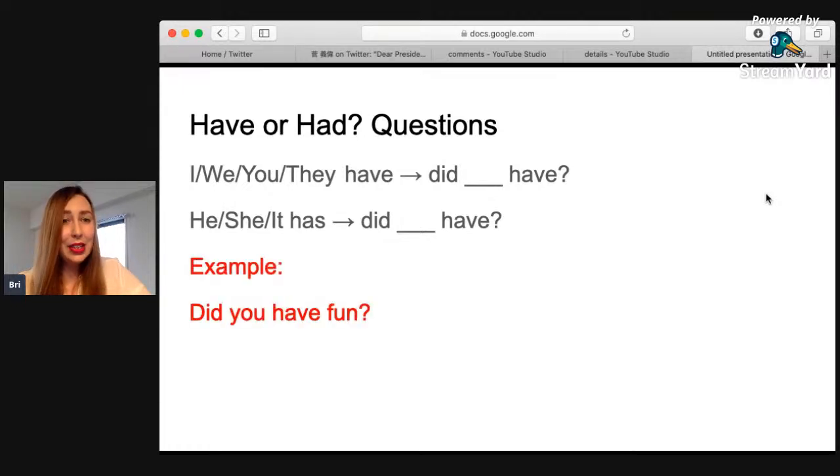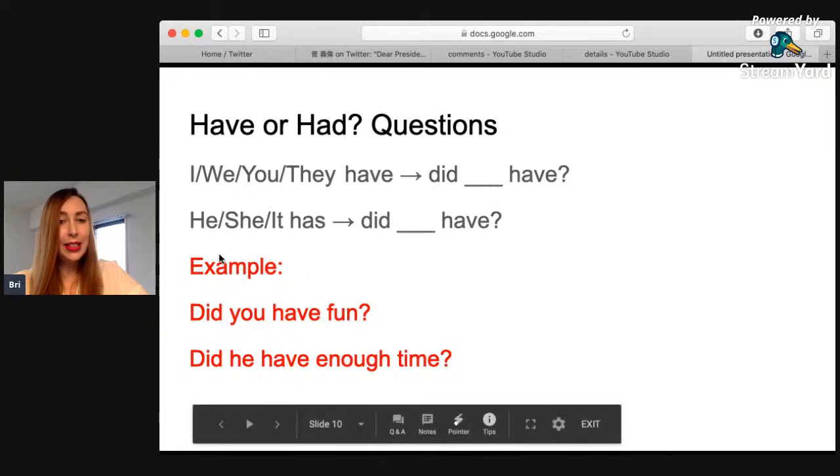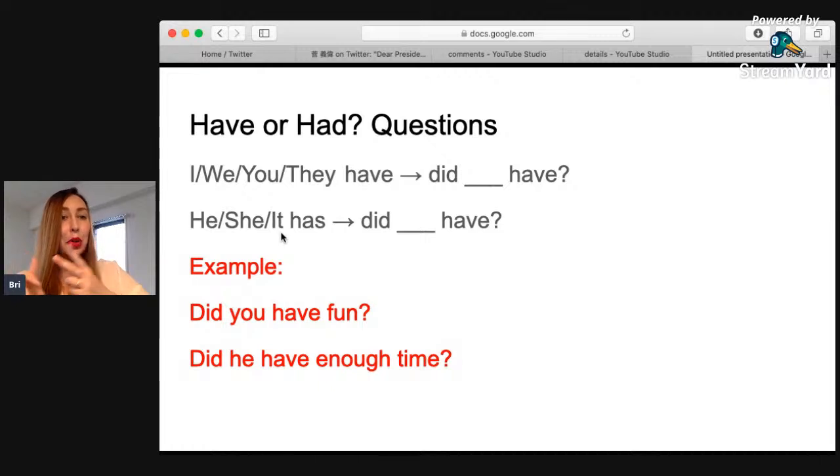So example number 1, did you have fun? We wouldn't say, did you had fun, right? Did you have fun? And then, did he have enough time? Did he have enough time? So this is where we're using have in the past tense, right? For negative sentences in the past and for questions in the past. Please let me know if you have any questions at all.